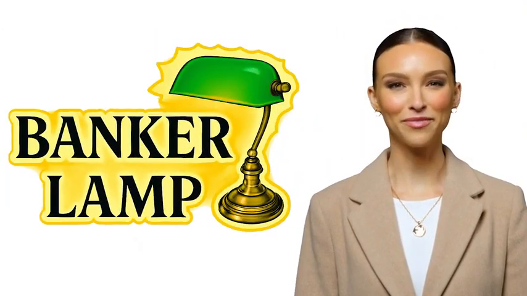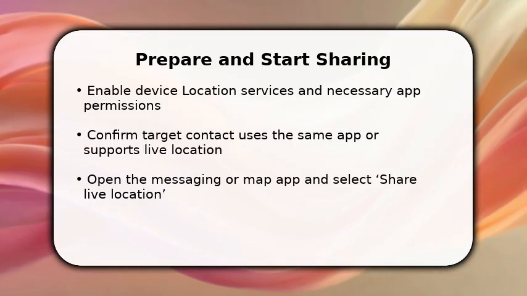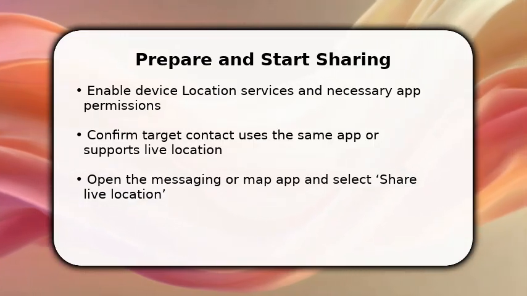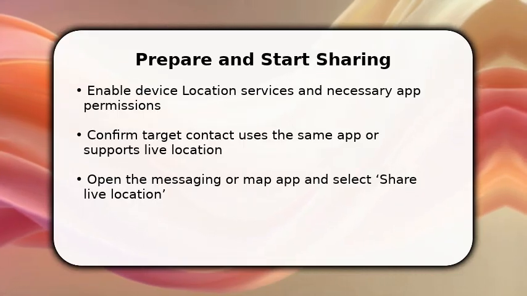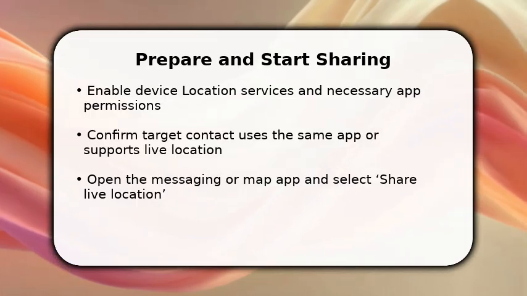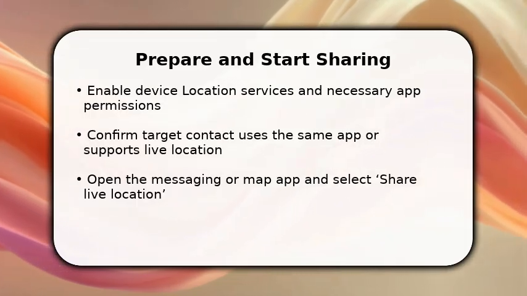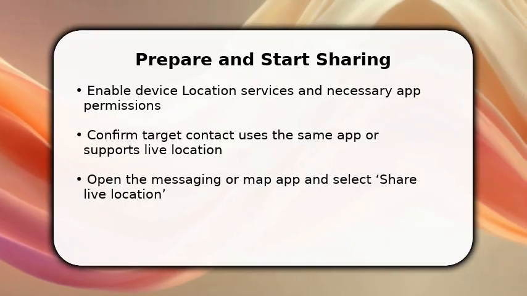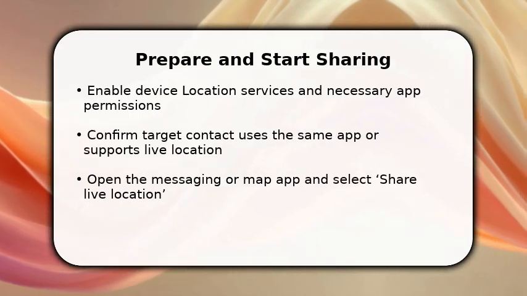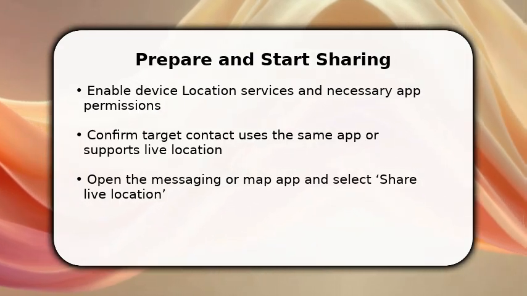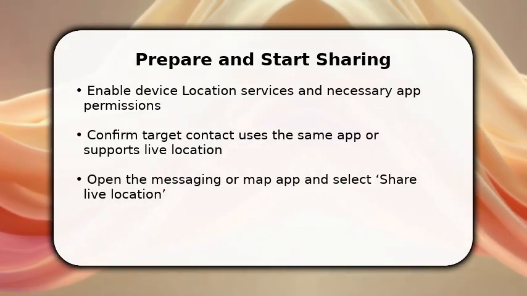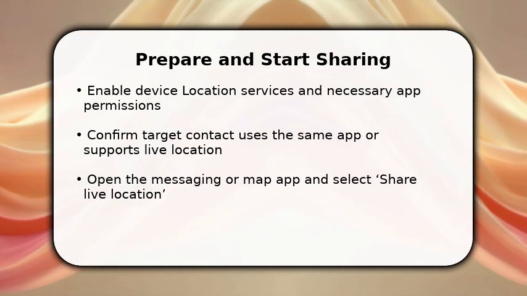Please enjoy the video. You begin by enabling location services and granting the app precise location permission. This ensures accuracy. Next, open the messaging or map app and pick the contact or group you want to share with. Tap the menu and choose Share Live Location or Start Sharing. Do it now so the app can request background access. Once done, set the duration for sharing and confirm. This step starts continuous updates instead of single pins, which is why precision and permission matter for subsequent tracking.